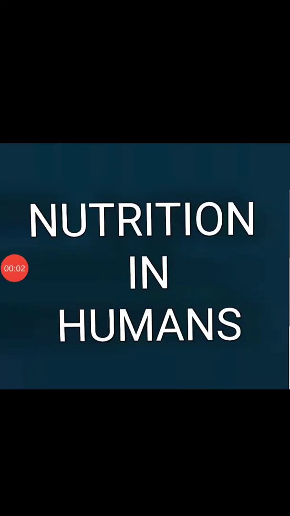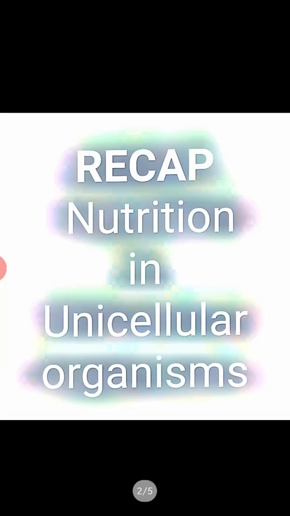In this video, we are going to discuss nutrition in humans. In the last video, we discussed nutrition in unicellular animals and the 5 steps that occur in nutrition. So let's have a quick recap of what we studied in the previous video. We had seen that there are 5 steps in nutrition: ingestion, digestion, absorption, assimilation, and egestion.